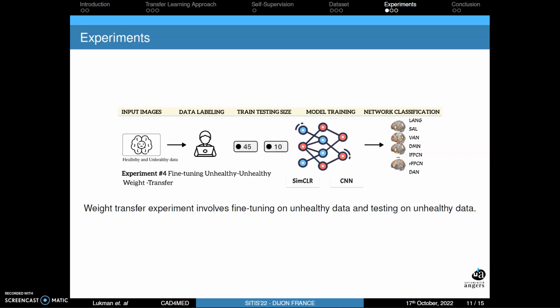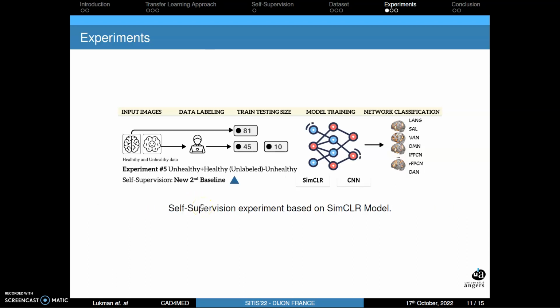Now, the weight transfer involves using a pre-trained model and fine-tuning it on unhealthy data and testing on unhealthy data. And the very interesting self-supervised learning gives us the new baseline result. This one allows us to use healthy unlabeled data alongside the unhealthy data, and we validated by testing with unhealthy data.